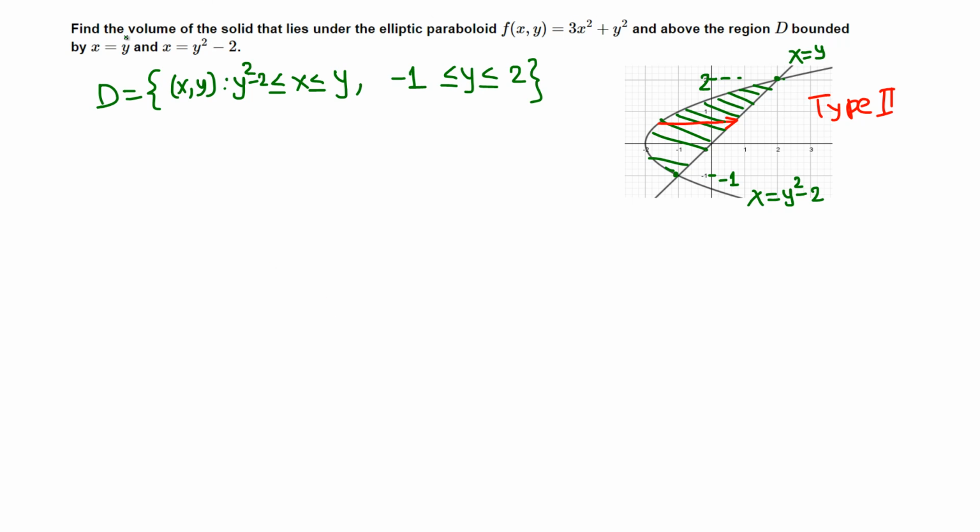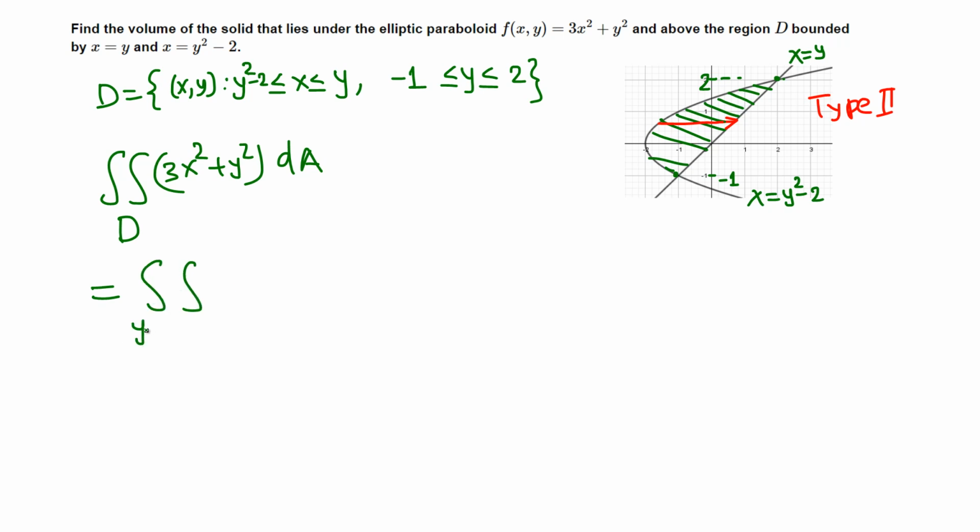Then the volume of the solid that lies under the elliptic paraboloid is given by just the double integral on this region of the function 3x squared plus y squared dA, which is, now we are saying type 2. Type 2 means y outside, y equals something, so dy. Now y has number bounds, negative 1 to 2, and x is given as a function of y. X has bounds, lower bound y squared minus 2, upper bound y, and we have the same function 3x squared plus y squared, dy outside, dx inside.